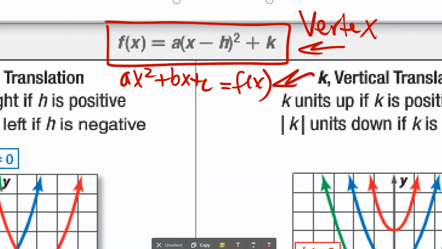Don't label vertex form now. What did I just say? Felix, literally, 2 seconds. I will write the equation, but I won't label that it's vertex. Okay.